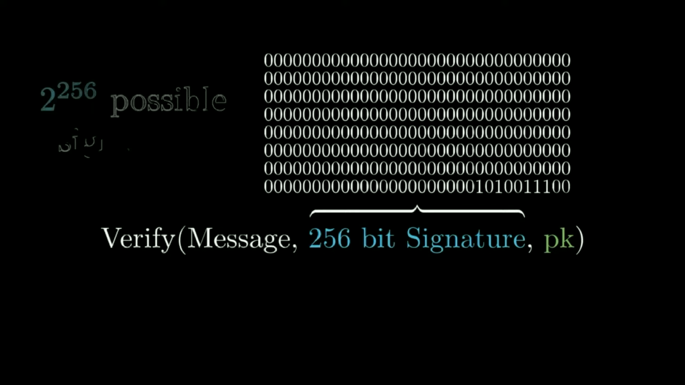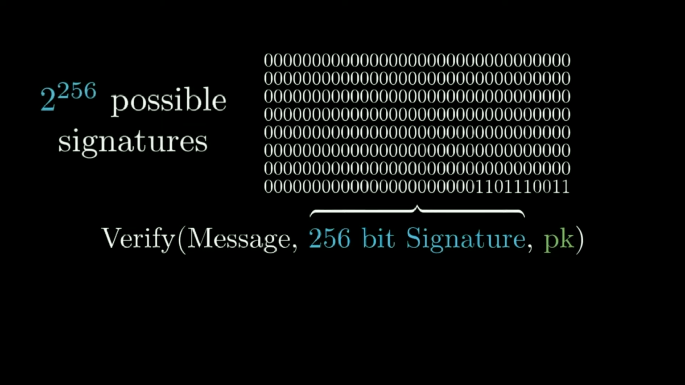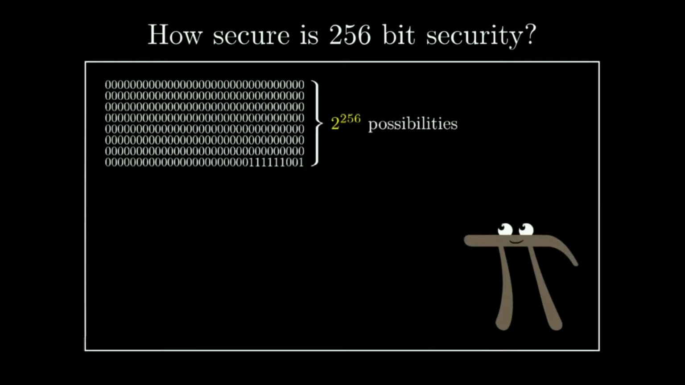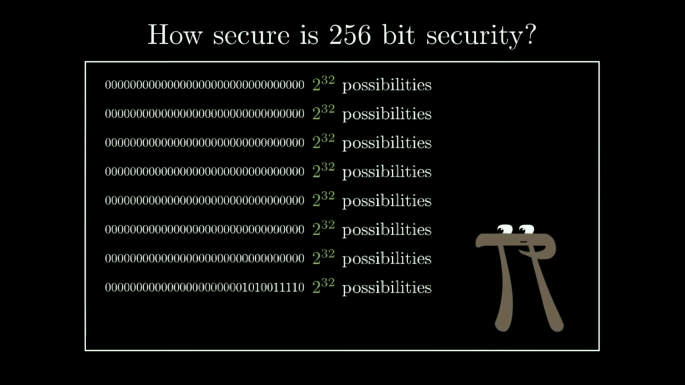Now think about how many signatures there are with a length of 256 bits. That's 2 to the power of 256. This is a stupidly large number. To call it astronomically large would be giving way too much credit to astronomy. In fact, I made a supplemental video devoted just to illustrating what a huge number this is.